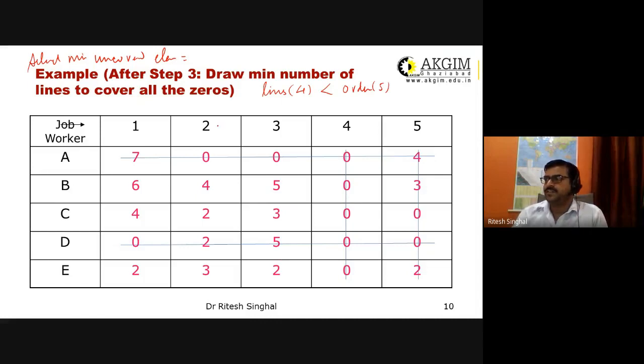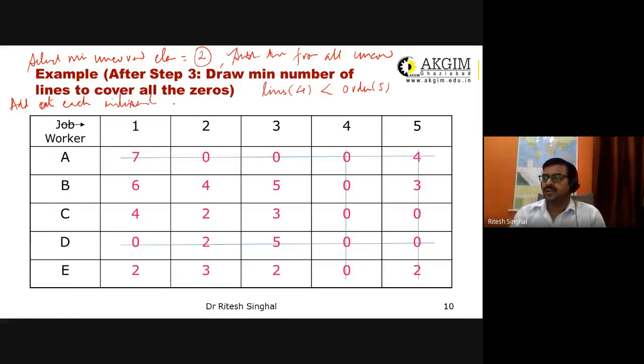Minimum uncovered, which is 2. जो कटे नहीं है उनमें से सबसे मिनिमम कौन सा है? Minimum uncovered is 2. Subtract this element. Subtract this from all uncovered and add this number at each intersection.